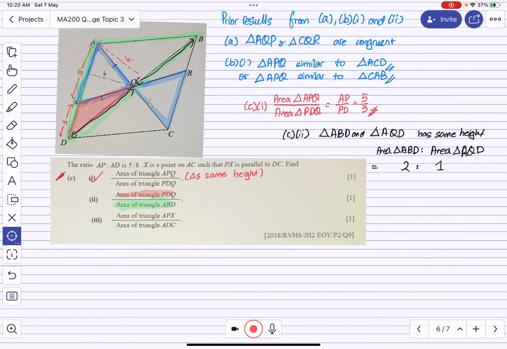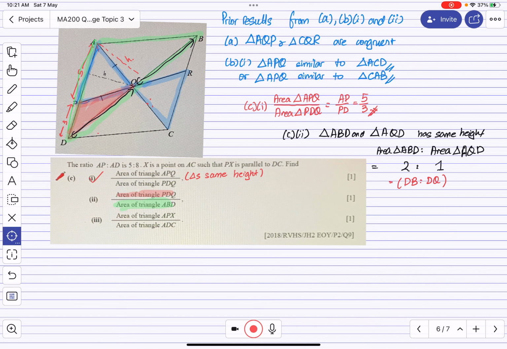So because DQ and QB have the same ratio, because they are both equal, we're talking about a rhombus. So it is 2:1, which is the same as saying DB is 2 DQ. Alright, so from here, what next is I can also look at AQD to ABD.